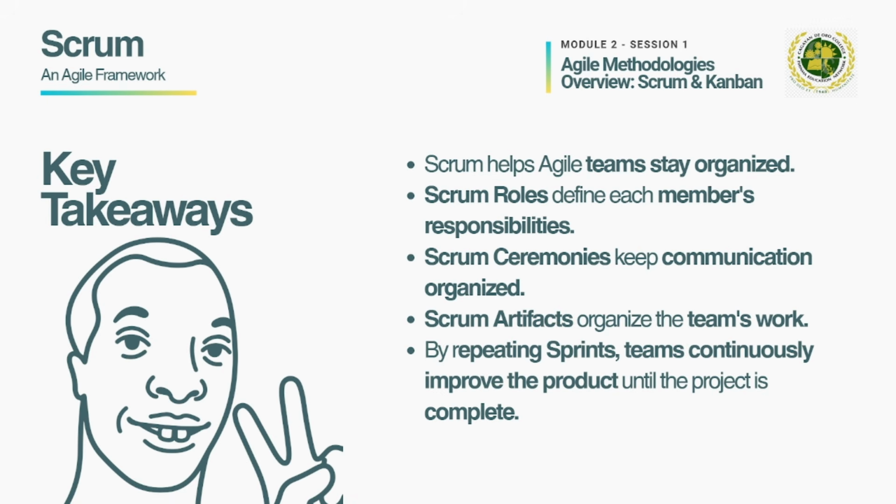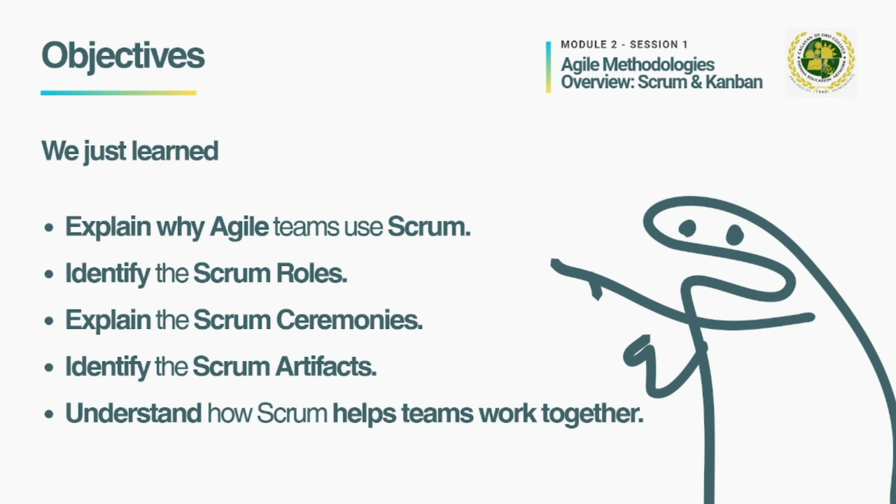Now, before we end this session, these are the key takeaways on what we have learned so far. Scrum helps Agile teams stay organized. Scrum roles define each member's responsibilities, and Scrum ceremonies keep communication organized. Fourth, Scrum artifacts organize the team's work, and by repeating sprints, teams continuously improve the product until the project is complete. So that ends our Module 2 Session 1.